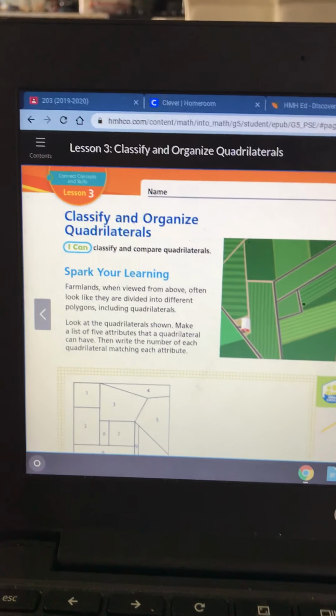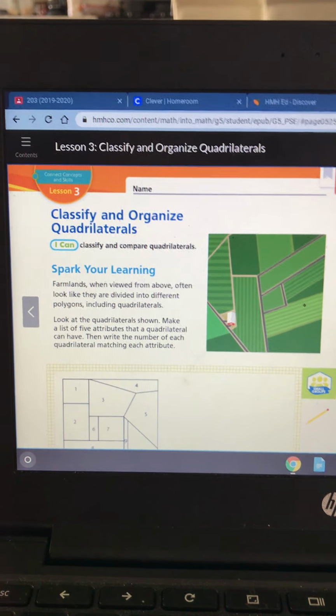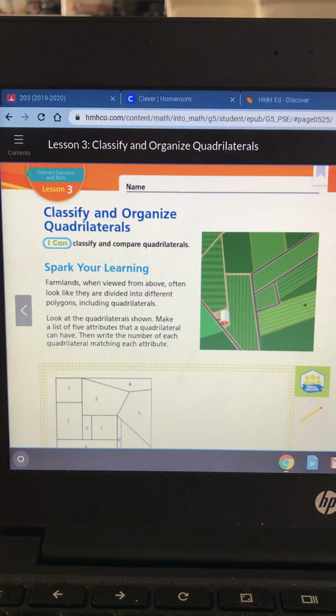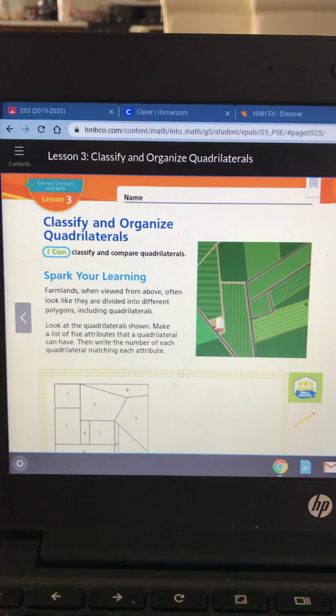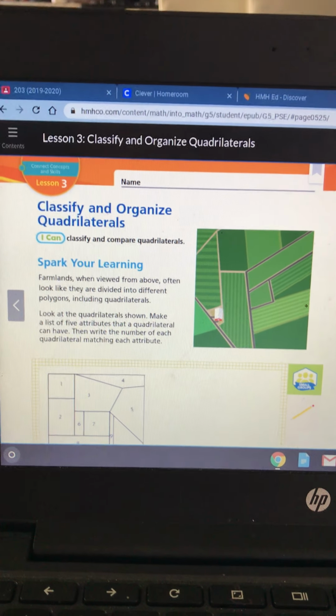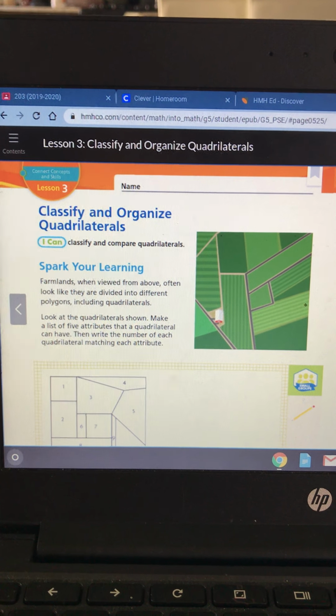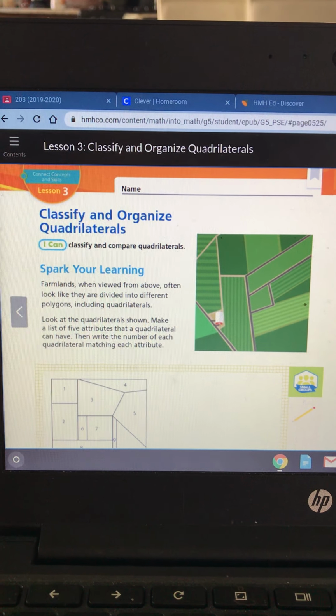Today is Monday, and we'll be working on Module 20, Lesson 3, which is Classify and Organize Quadrilaterals. It says, I can classify and compare quadrilaterals. Spark your learning. Farmlands, when viewed from above, often look like they are divided into different polygons, including quadrilaterals. Look at the quadrilaterals shown.